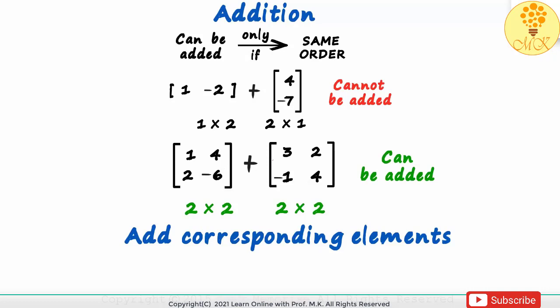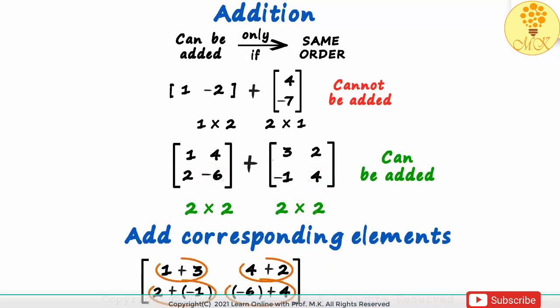Let's see how the addition of corresponding elements is done. We will have 1 plus 3 here. This is the 1/1th element of the final matrix we will get. What will be the 1/2th element? To get the element here, we add the 1/2th elements of the individual matrices. That will be 4 plus 2. In this position, we will add these two elements, 2 plus -1. And in this position, we will add these two elements, the 2/2th elements, -6 plus 4.